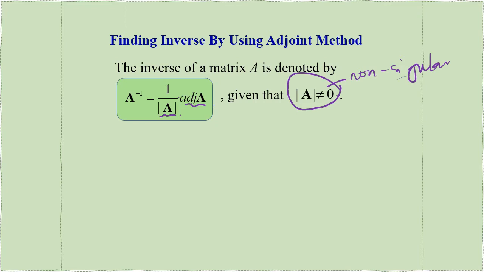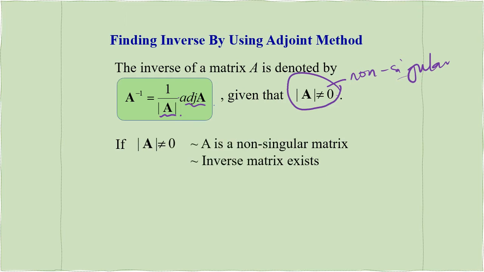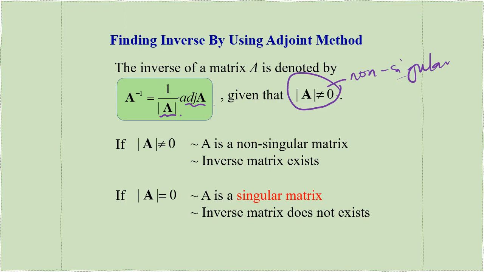So please remember that. If determinant of A equal to 0, A is singular, so the inverse does not exist. The inverse only exists for a non-singular matrix, where the determinant is not equal to 0.